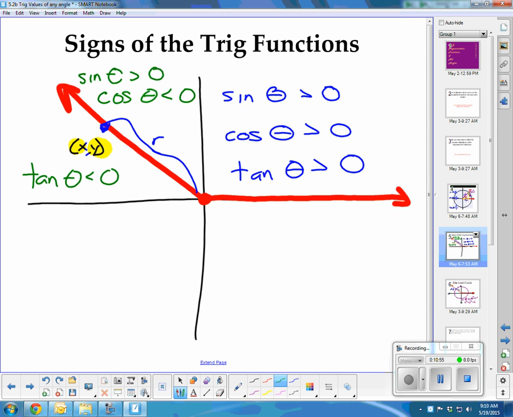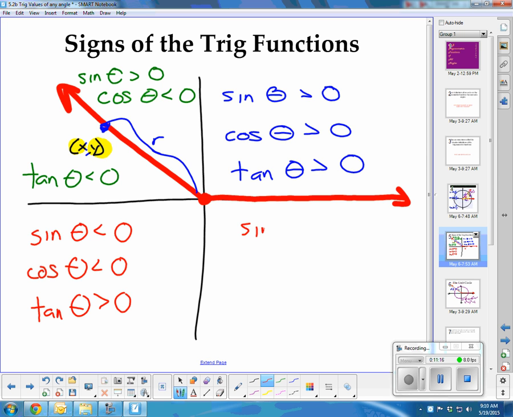All right, maybe we're back. The values that we are going to need, I'm just going to put them up there: in the third quadrant, sine of theta is going to be negative, cosine of theta is going to be negative, and tangent of theta is going to be positive. And in the fourth quadrant, sine of theta is going to be negative, cosine of theta is going to be positive, and tangent of theta is going to be negative.